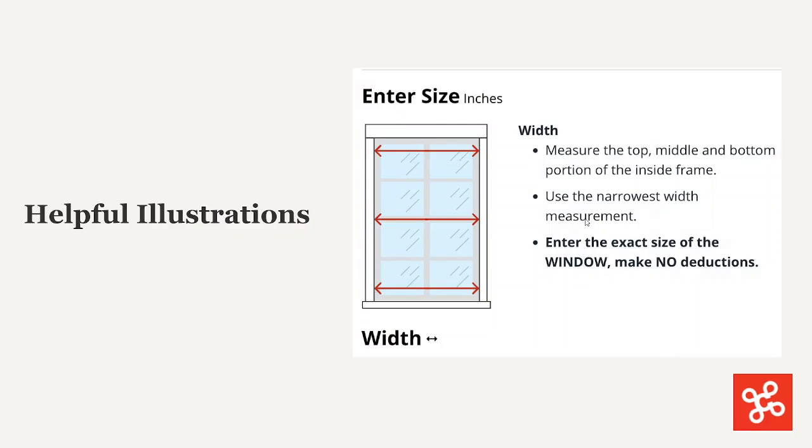Helpful illustrations, as mentioned before, are going to be key for certain steps in a product configurator. So in this example, the customer is going to have to enter the size of their window. That can be taken in a lot of different ways, and it might not be as easy to understand through text as it is through an illustration. So consider that when you have different steps of your product configurator.